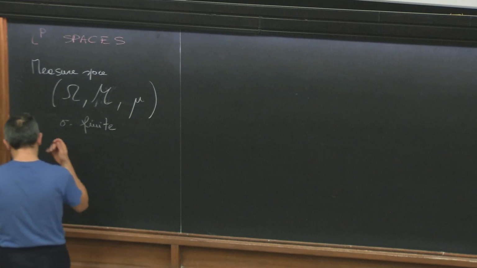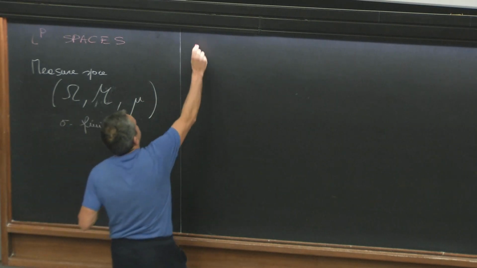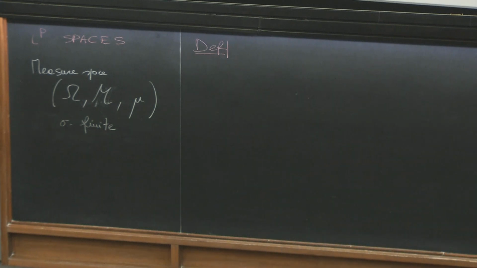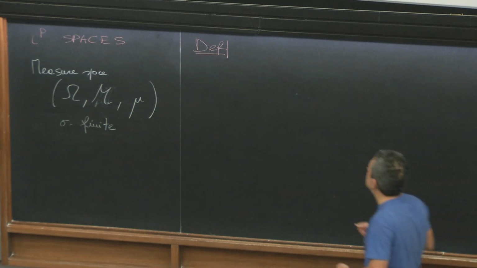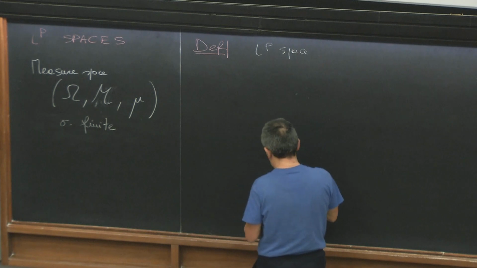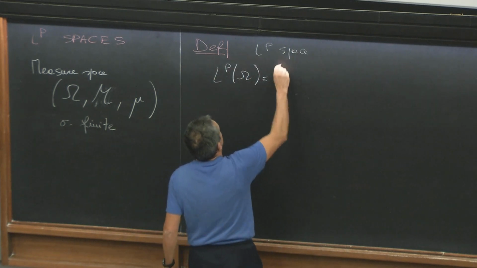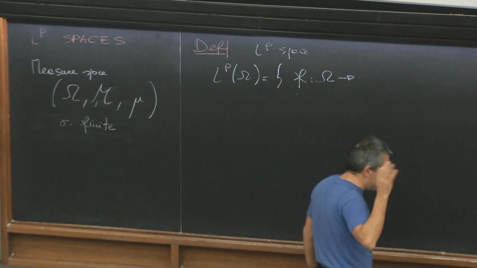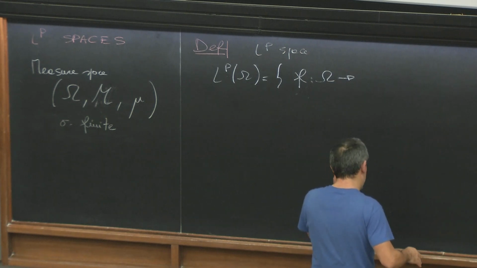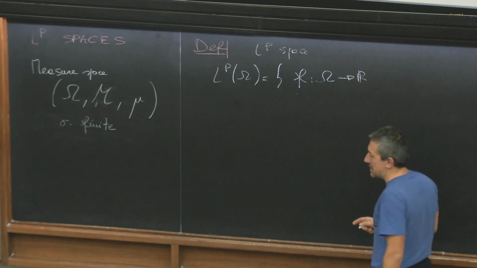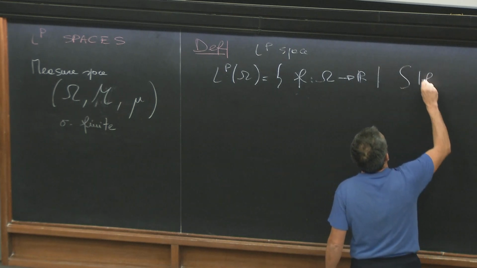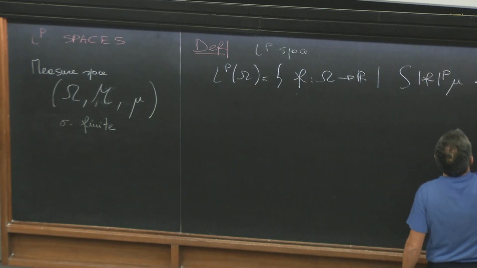Okay, so the definition of LP space. It is the set of functions from omega into R. Here immediately we are a little bit in trouble because this should be the equivalence classes. But since we are using real vector spaces, we take R. Such that the integral of |f| to the p, d mu, is less than plus infinity.